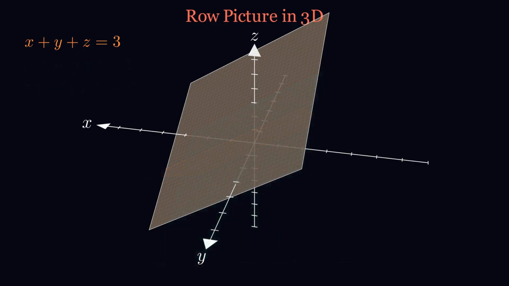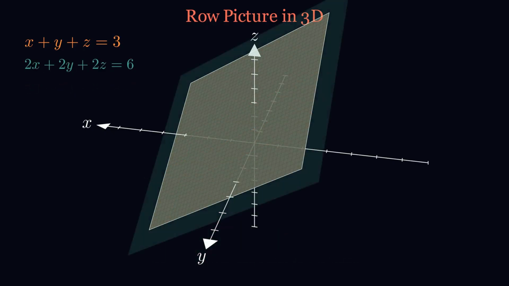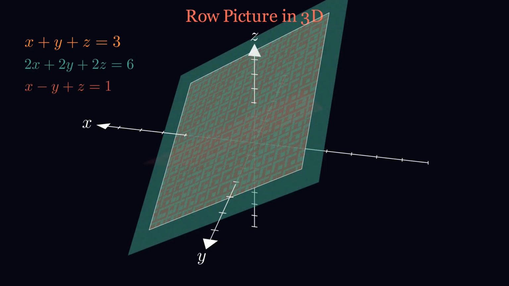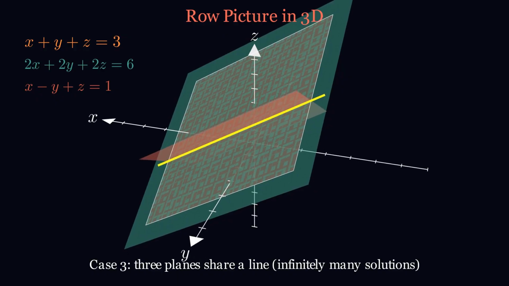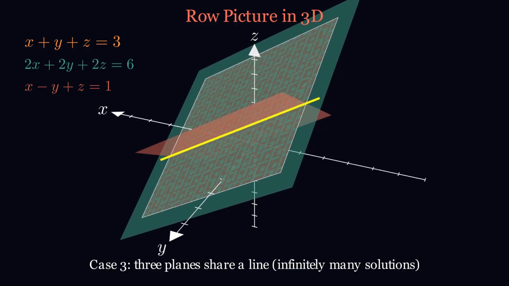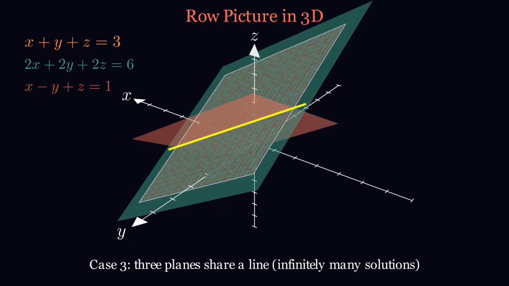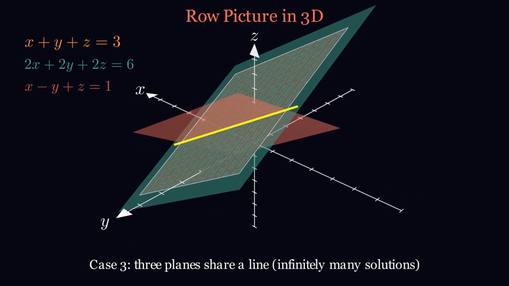Finally, let's keep the same first plane again. This time, one of the new equations actually represents the same plane. So now, we don't really have three different planes, just two distinct ones. The third plane intersects this shared plane along a line, and every point on that line satisfies all three equations. So in this case, we get infinitely many solutions.